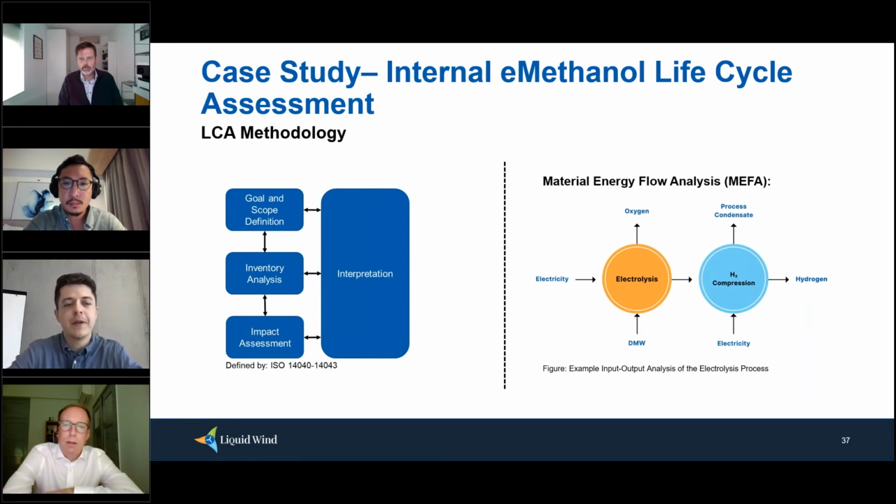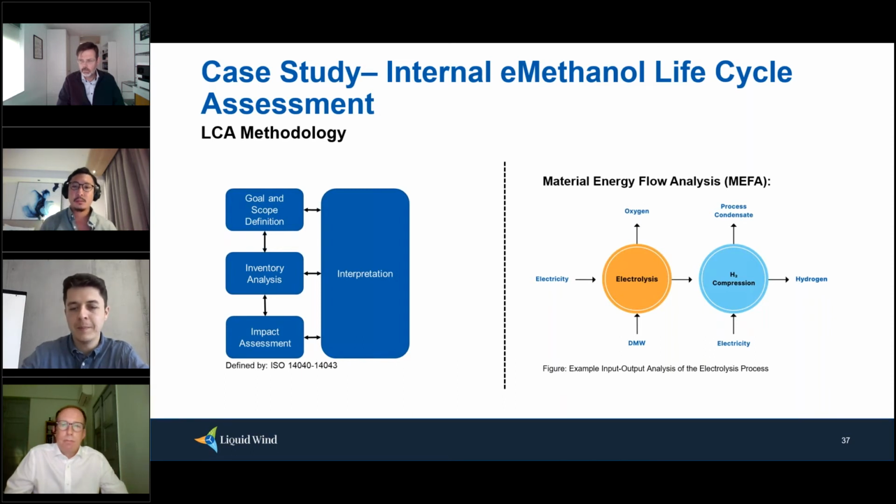A bit more specific on the inventory analysis at Liquid, we used a material energy flow analysis, which is basically putting the complex facility into manageable chunks. So basically split it in different modules. So for example, electrolyzer, and we have a carbon capture part, the methanol synthesis part, and then we conduct an input-output analysis for each of these modules. But I'll get a bit deeper into that in a moment.